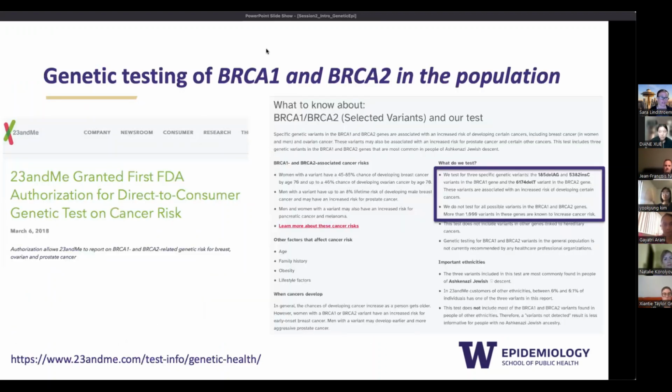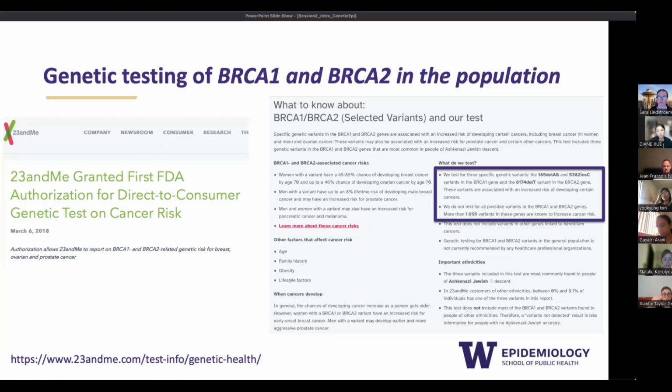As of today, there is no general testing of BRCA1 and BRCA2 in the population as part of our healthcare. 23andMe, the direct-to-consumer company I talked about earlier, does offer testing for BRCA1 and BRCA2. But one very important thing to know, which I highlighted in this purple box to your right, is that when 23andMe says they are testing for BRCA1 and BRCA2, they're actually only testing for three different mutations. And we know that there are more than 1,000 mutations in these two genes that bring you a high risk for breast cancer.